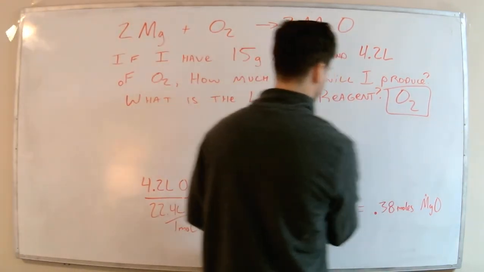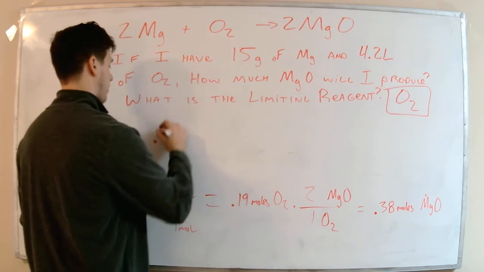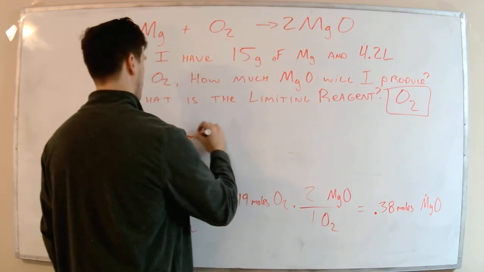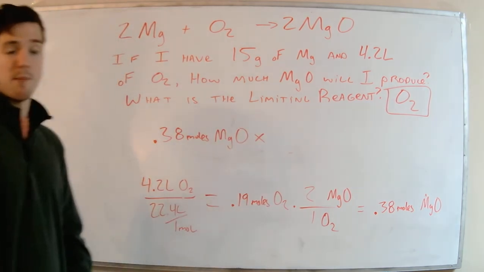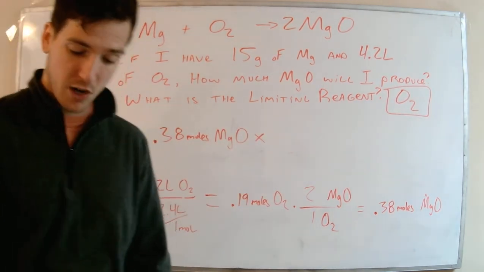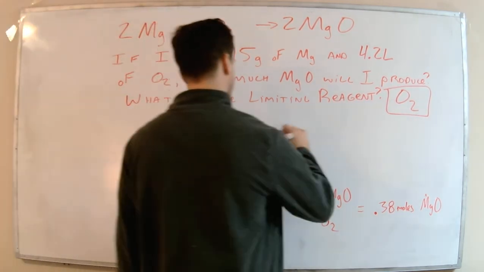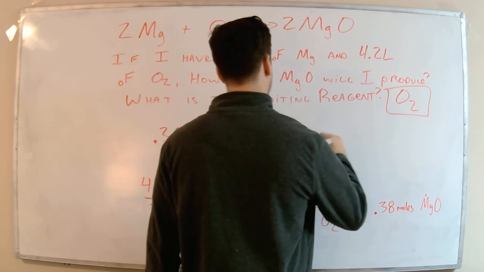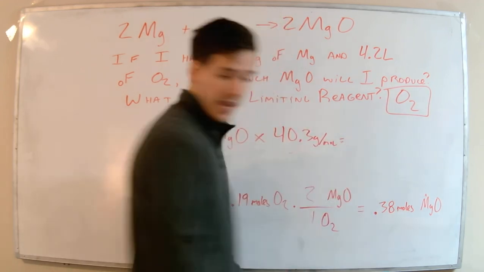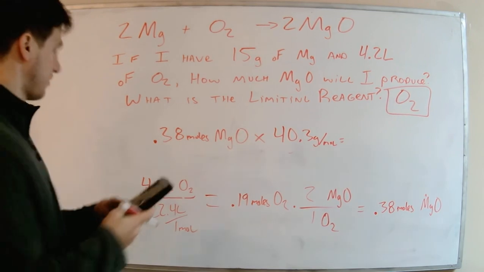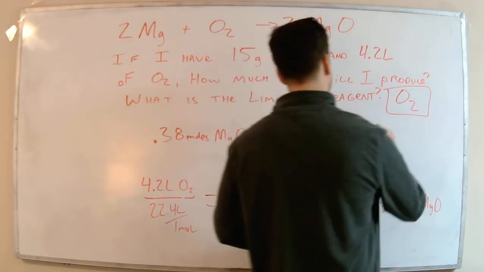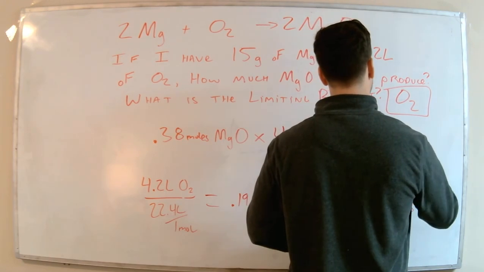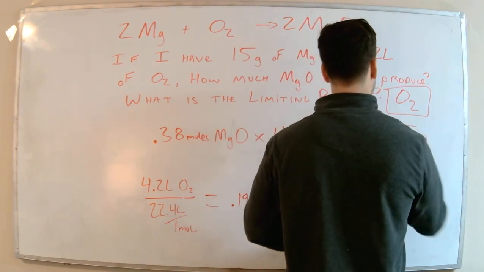I now have 0.38 moles of MgO. I multiply by the molar mass of MgO, which is 40.3. So we got 0.38 times 40.3, and we get 15.3 essentially grams of MgO.